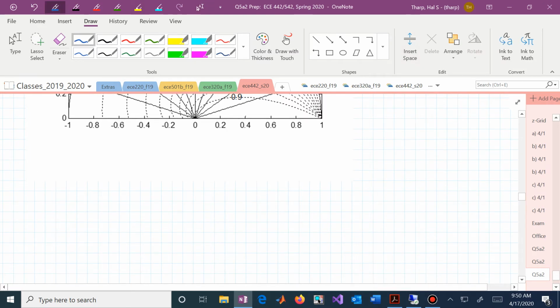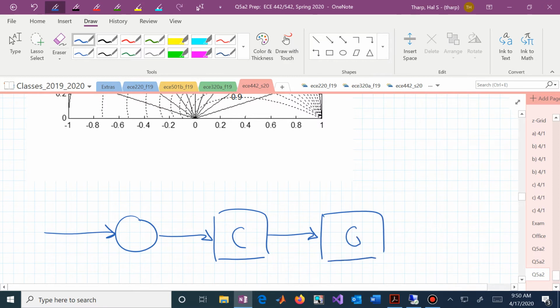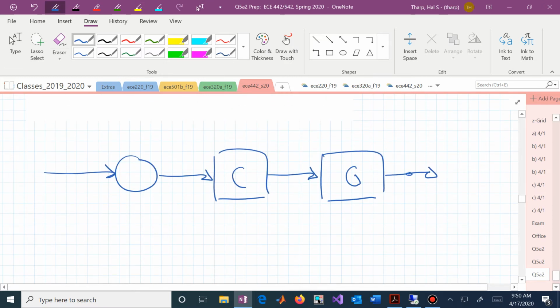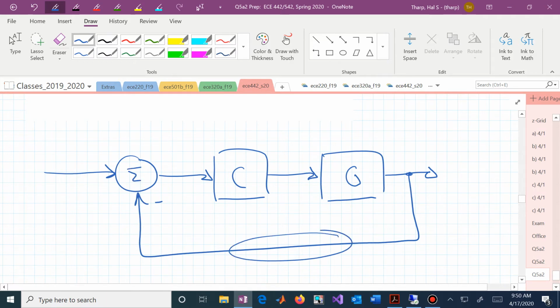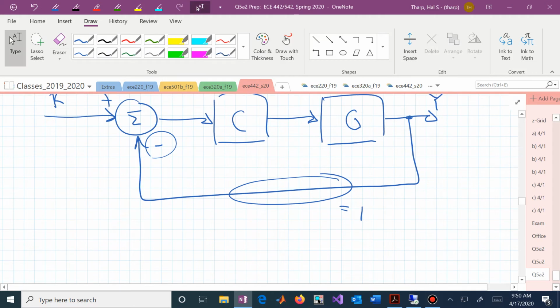Now what you're interested in is we have the classical configuration. There's our controller C. Here's our plant G. We have a negative unity output feedback. There's the unity equaling 1. Negative is there. Here's our R and here's our Y. We're interested in the closed loop transfer function between Y and R, and hopefully you can remember or rederive that that's now this CG over 1 plus CG.